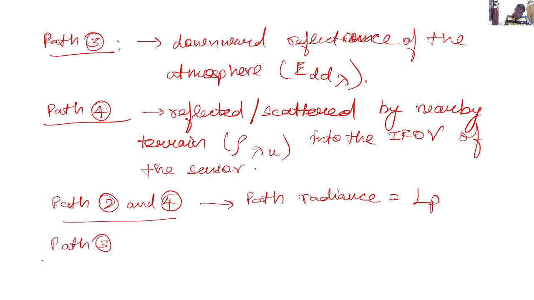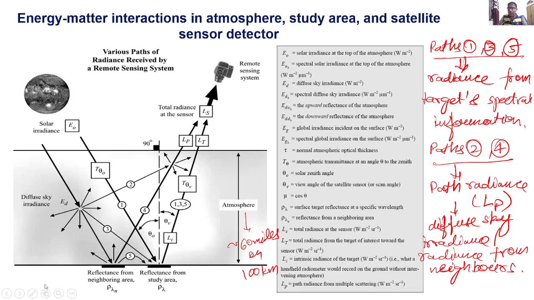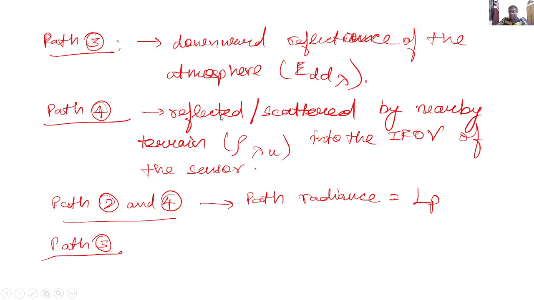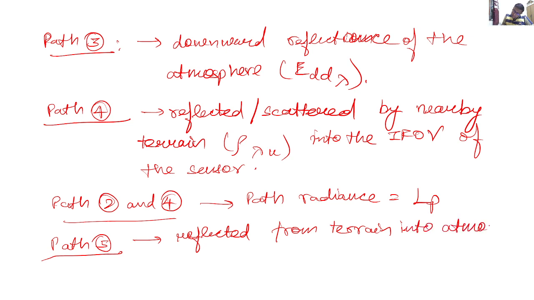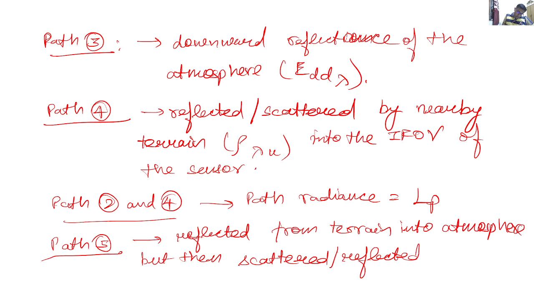Finally, path 5. Path 5 is the one which is reflected from the nearby terrain into the target area and then goes back into the atmosphere and is detected by the remote sensing sensor. So path 5 is basically reflected from a nearby terrain into the atmosphere, into the target area, and then scattered or reflected into the study area.